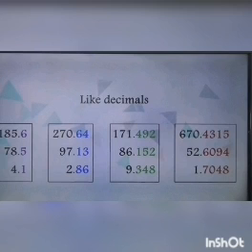But remember, 185.6 and 270.64 are not like decimals, because 185.6 has 1 digit after the decimal point, and 270.64 has 2 digits after the decimal point. So I cannot say that these are like decimals, but within their groups they are like decimals.